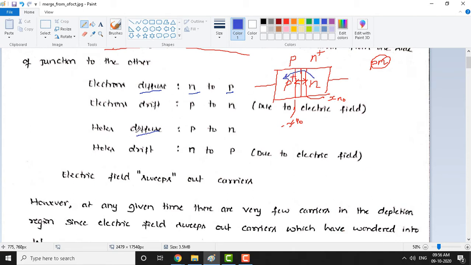On the other side, holes diffuse from P to N. Holes are majority carriers in the P type semiconductor. So in a PN junction, electrons diffuse from N to P and holes diffuse from P to N. Why do they diffuse? Because there is a concentration gradient. Electrons, which are majority on the N side, move towards the region where they are minority, the P semiconductor. Holes, which are majority on the P type, move towards the region where they are fewer in number, which is N. This is called diffusion.